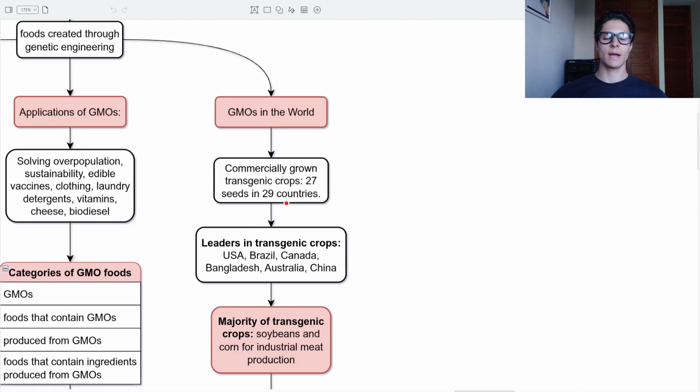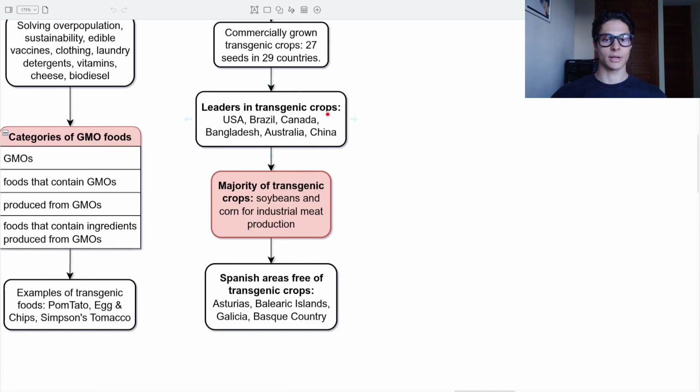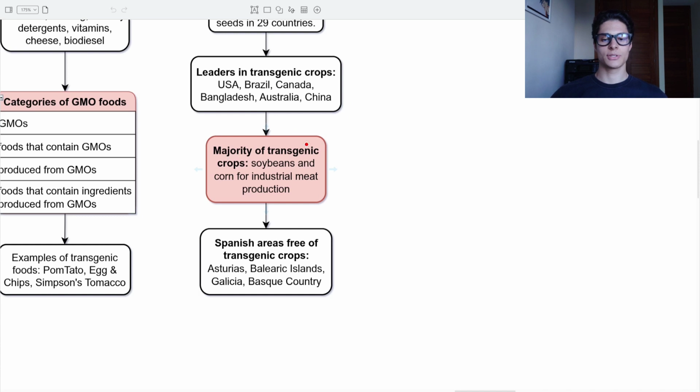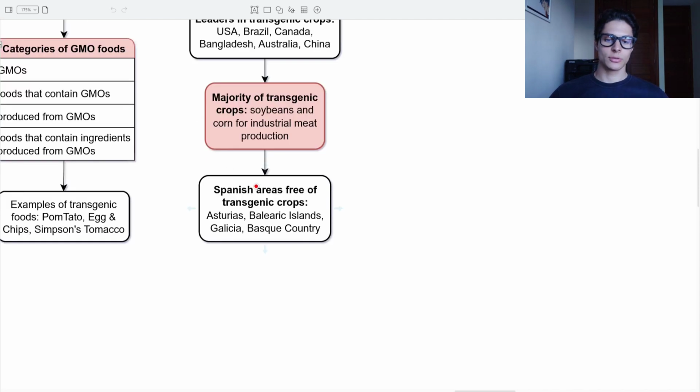GMOs in the world. So we have 27 seeds in 29 countries that are commercially grown transgenic crops. The leaders in transgenic crops are, guess what? USA, Brazil, Canada, Bangladesh, Australia, and China. As you can see here, no Europe. And the majority of transgenic crops are from soybeans and corn for the industrial meat production. And here in Europe, we do not only reject transgenic foods, but we also have transgenic-free areas, such as here in Spain, Asturias, Balearic Islands, Galicia, and Basque Country.